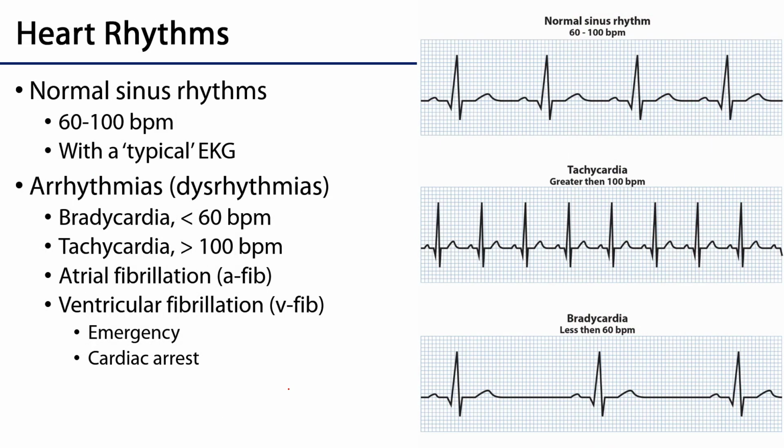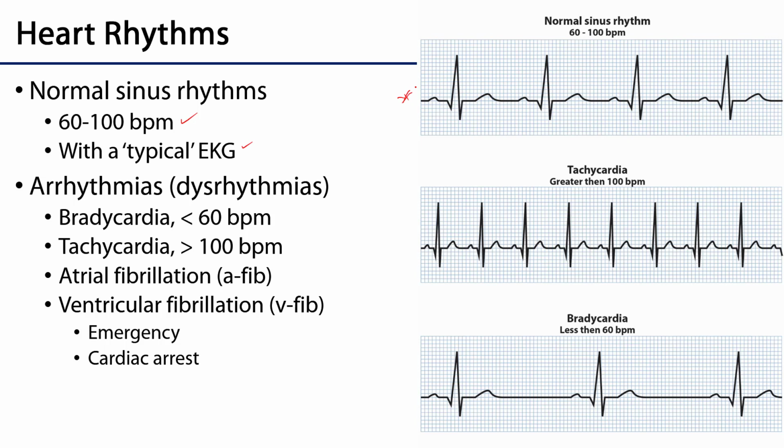Heart rhythms. So normal sinus rhythm includes two things: a heart rate of between 60 to 100 beats per minute with a typical electrocardiogram. So we can see what would be normal sinus rhythm here.